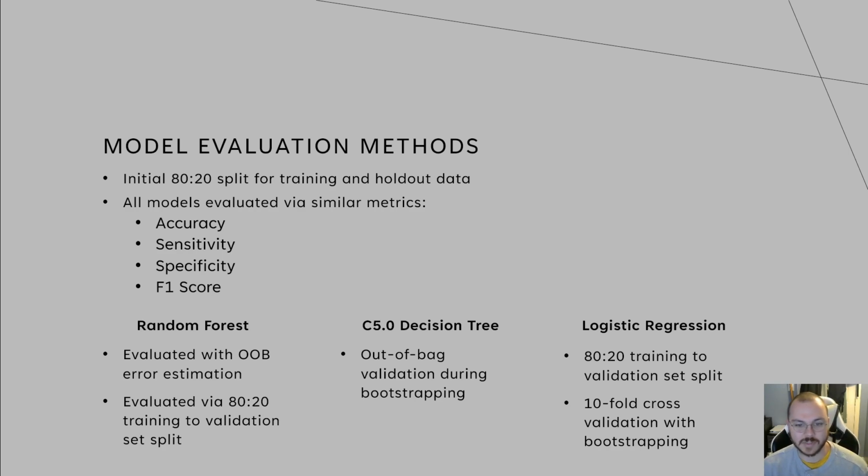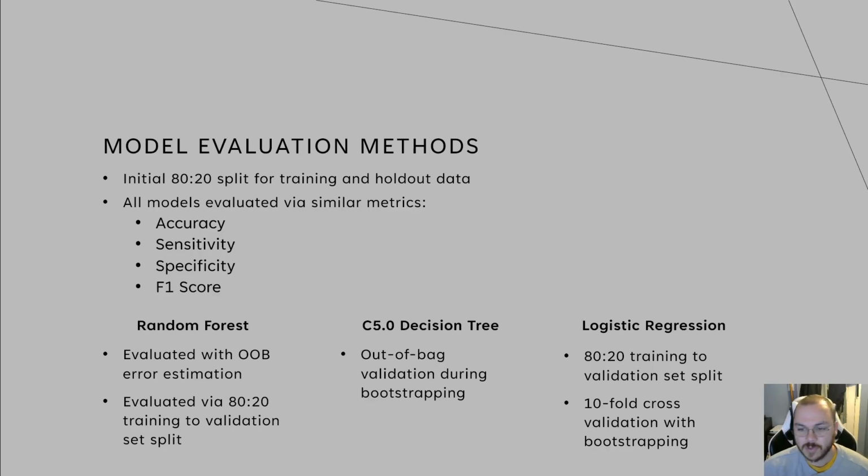For the C5.0 decision trees, I generated out-of-bag validation during the bootstrapping. This way I could avoid any data leaks and make sure that the models were only being validated on data they hadn't seen themselves specifically. And that gave us our full output for that ensemble.